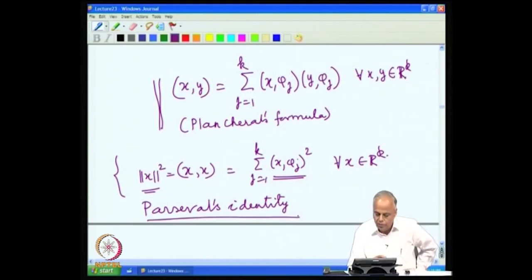This is called the Parseval's identity. So now, given an orthonormal basis, we can expand every vector in terms of this orthonormal basis. The coefficients are called the Fourier coefficients, and whenever you want to take the inner product of two vectors, you simply take the sum of the products of the corresponding Fourier coefficients. Whenever you want to find the length squared, you only need the sum of the squares of the Fourier coefficients of that vector with respect to this orthonormal basis. Whatever orthonormal basis we choose, these identities hold.